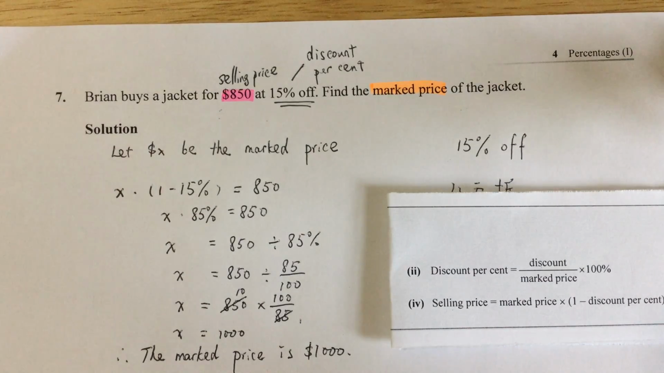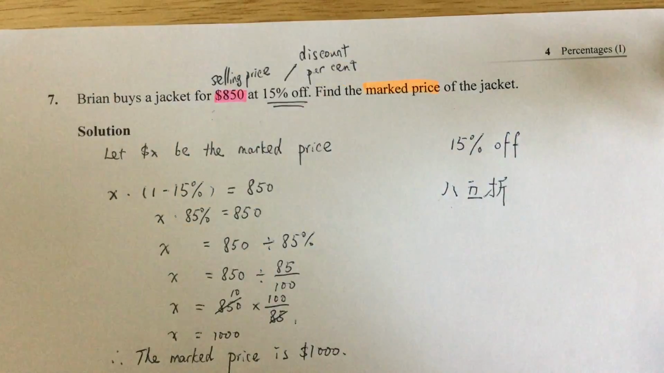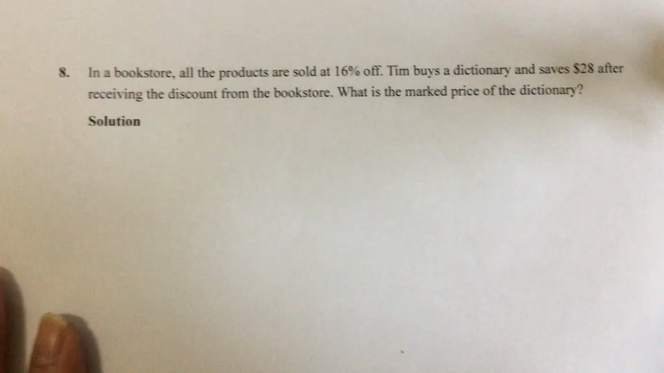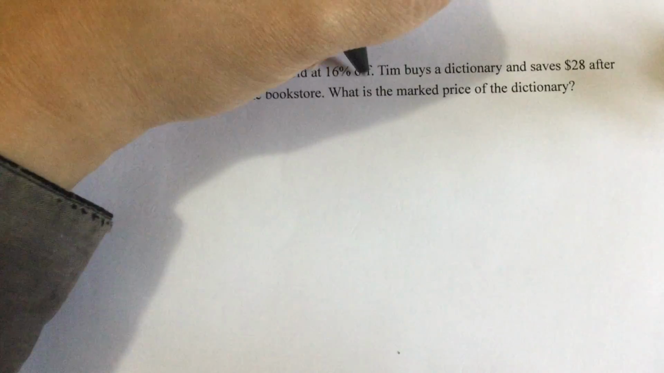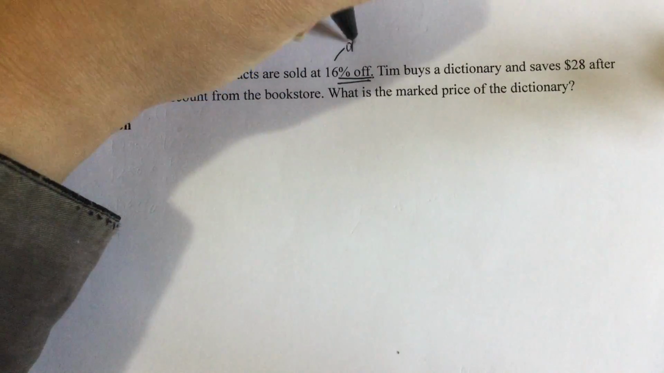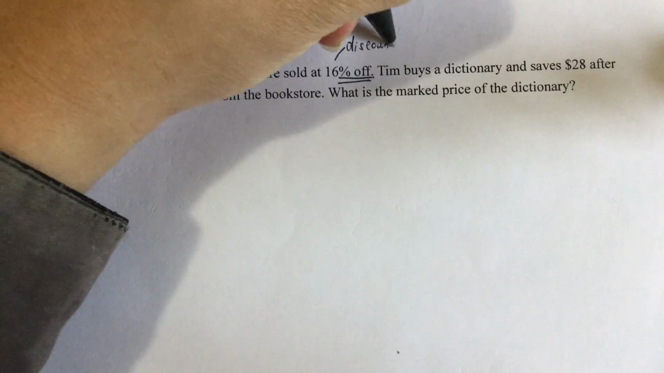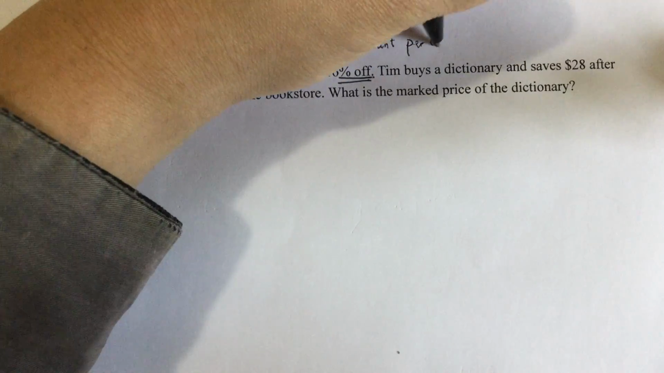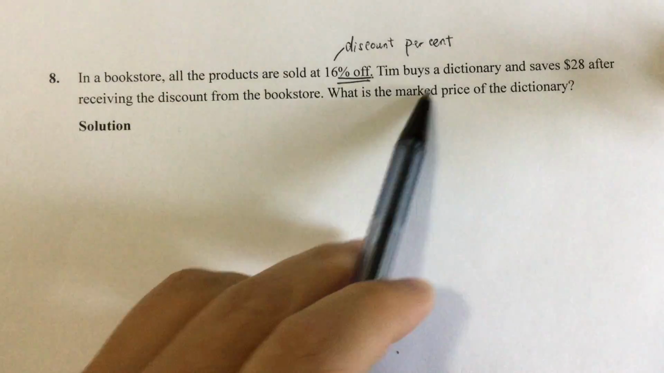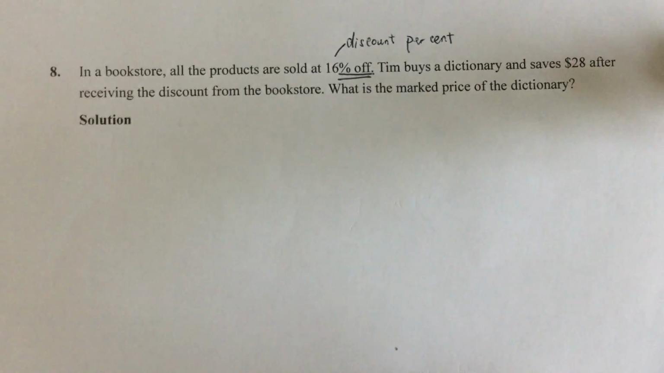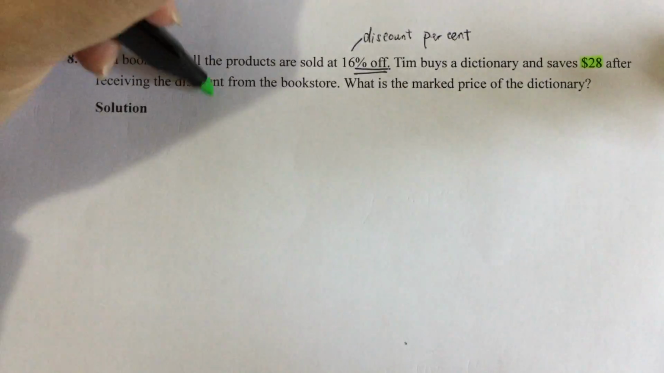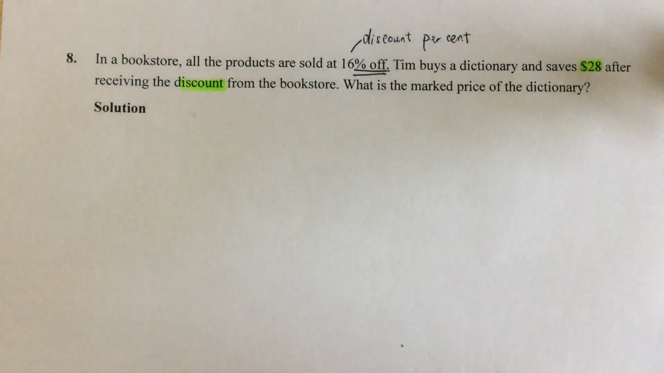Okay, now we will go to the last question, question 8 in this video. In a bookstore, all the products are sold at 16% off. That means this one is the discount percent, right? And Tim buys a dictionary and saves $28 after it. So this one is the discount. What is the mark price of the dictionary?